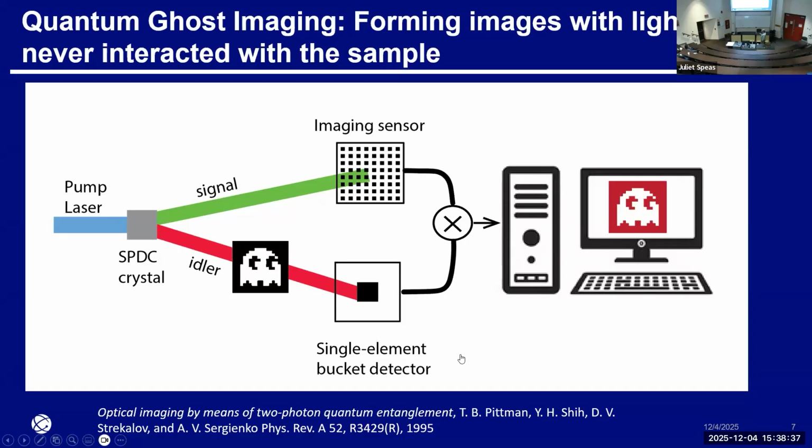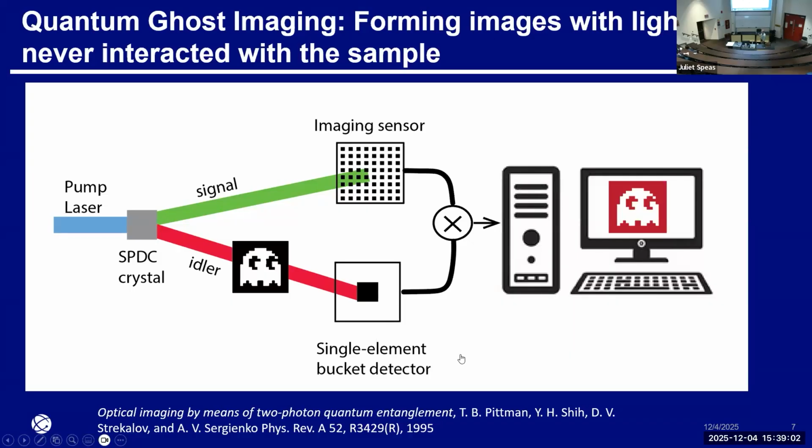Your signal photon in our scheme just goes through free space, and it's relay imaged onto an imaging sensor, something like a camera. Your idler photon goes through a target you're interested in imaging, and it's relay imaged onto a single element bucket detector. So this detector has no spatial information whatsoever. It's just, did we see that photon or not?